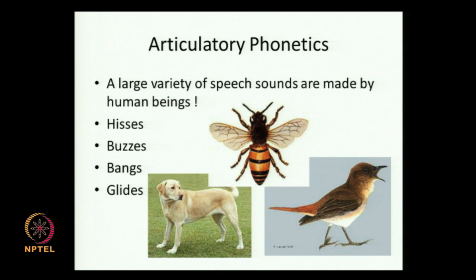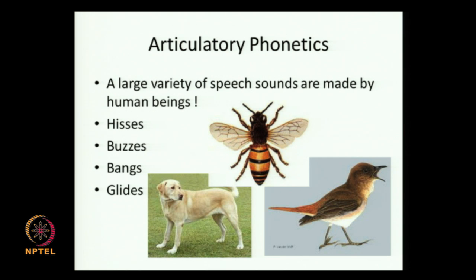But finally, the most important thing we'll be talking about in this course is articulatory phonetics, how speech sounds are produced. Human beings have a very large capacity. Human beings are versatile. They have the capacity to produce all kinds of sounds. They can speak like bees. They can speak like flies. They can speak like birds. They can speak like other animals, other mammals, other four-footed animals.